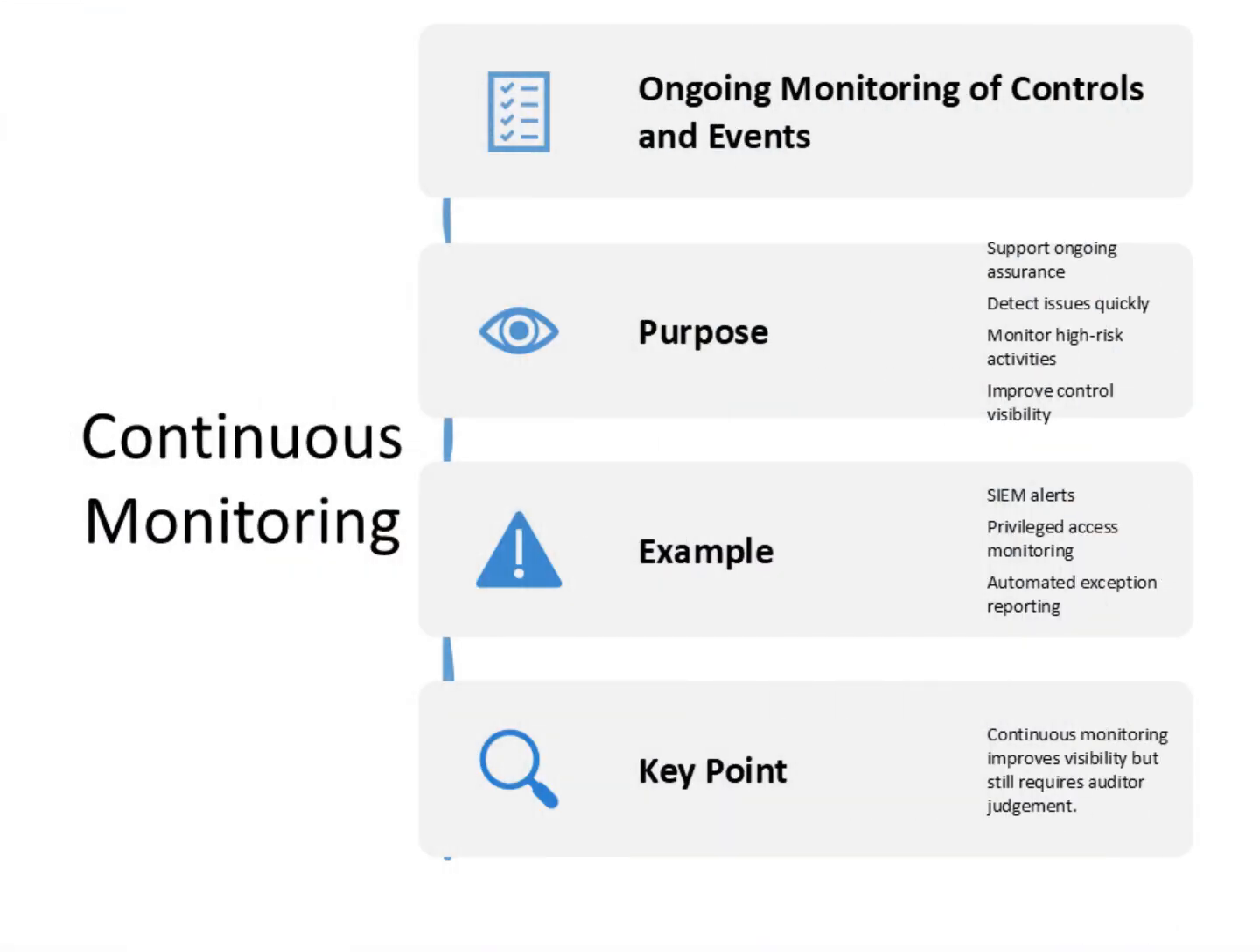Continuous monitoring is the ongoing observation of controls, systems, and security events to identify issues and support continuous assurance. The purpose of continuous monitoring is to detect problems quickly, monitor high-risk activities, improve visibility over controls, and strengthen ongoing governance and risk management. Unlike periodic audits that occur at specific points in time, continuous monitoring operates continuously or in near real time. Common examples include SIEM alerts, privileged access monitoring, automated exception reporting, security dashboards, and continuous compliance checks.